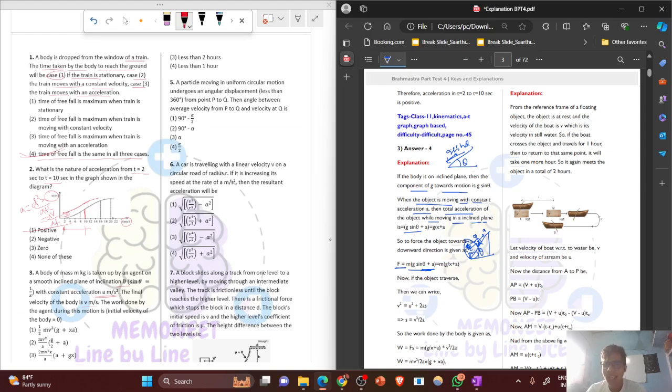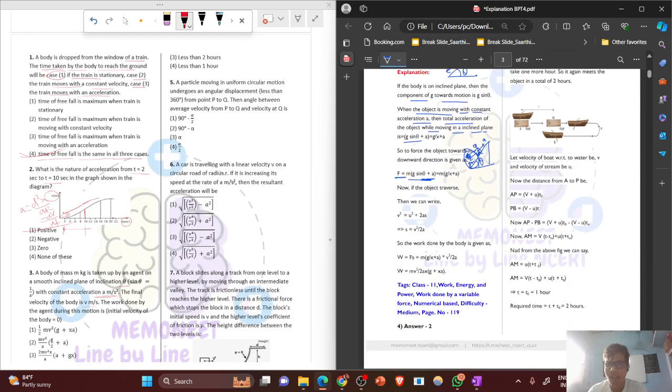Now if the object travels, we can write v square equal to u square plus 2as. Let's suppose the body starts with initial velocity 0, so our displacement will be s equals v square by 2a. So the work done will come out to be force into displacement, that is this quantity.